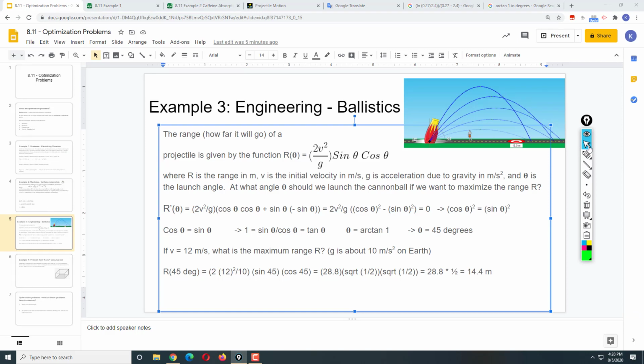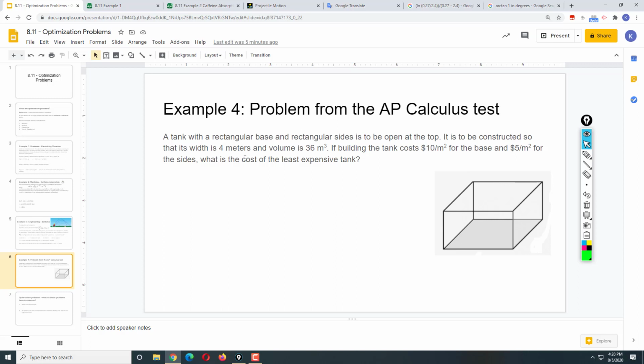Let's go to example 4. Example 4, a problem from the AP Calculus test. This is a free response question from a long time ago. A tank with a rectangular base and rectangular sides is to be open at the top. That means there's nothing on top. It is to be constructed so that its width is 4 meters and the volume is 36 meters cubed. If building the tank costs $10 per meter squared for the base and $5 per meter squared for the sides, what is the cost of the least expensive tank?